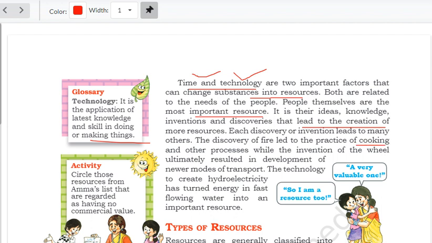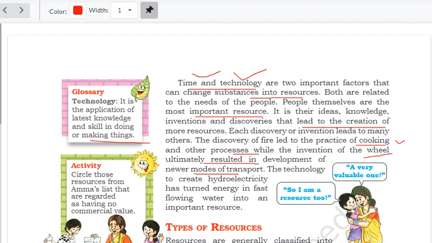With the discovery of fire, we started cooking and other processes, while the invention of the wheel ultimately resulted in the development of newer modes of transport that we see today. Everything runs on wheels.